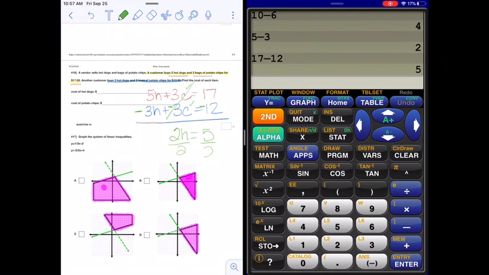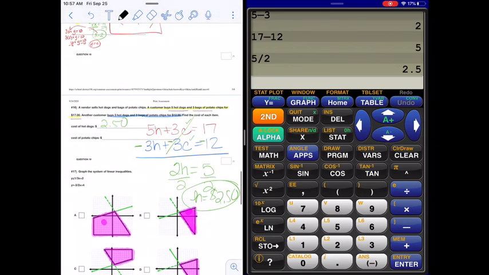And so I am going to divide by 2. And so 5 divided by 2 is $2.50. So the hot dog costs $2.50. And so now let's go ahead and figure out the cost of the potato chips. So you can use any equation here. I'm just going to plug it into the top one.